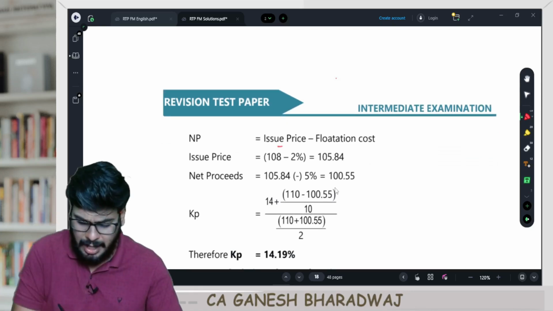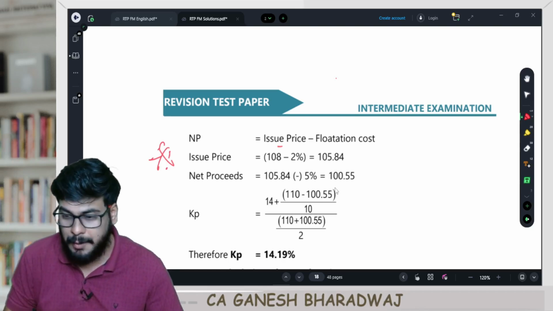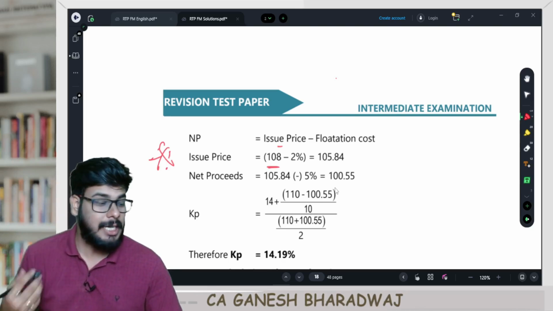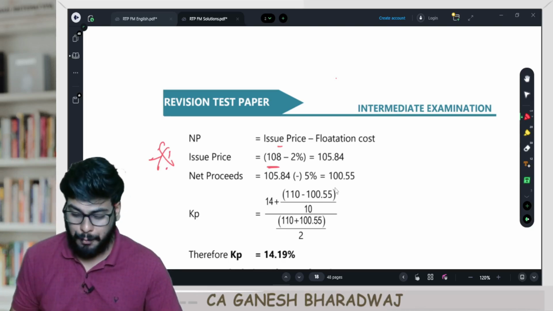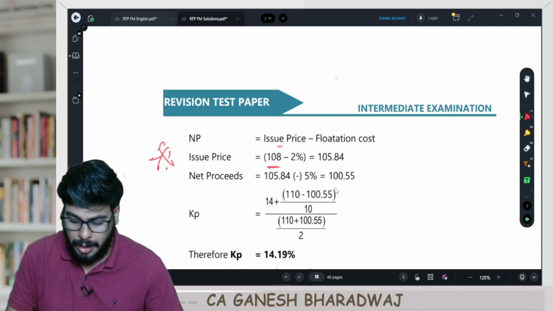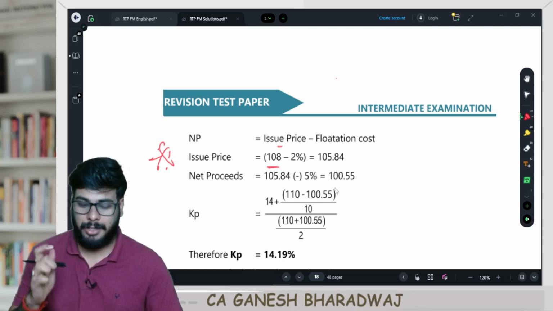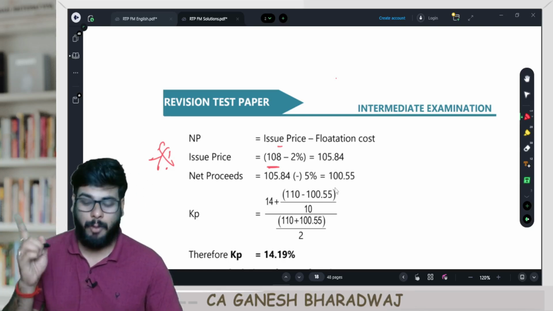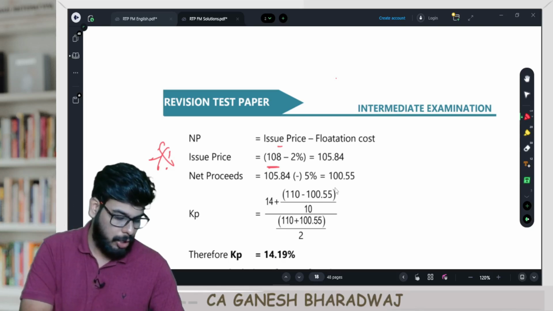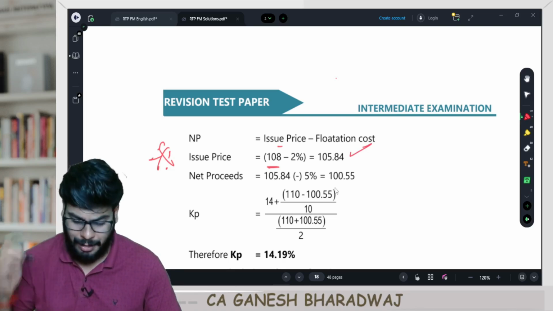This is where I said very, very important. What's your issue price? Currently, if you go to the market, it's being sold at 108 rupees. Now, the company plans to give it at a discount of 2% as compared to the market price. This is not given, but this is understandable, right? So, 2% on 108. So, technically speaking, the issue price is going to be 98% or 0.98 into 108. So, 108 into 0.98, you get how much? 105.84. Are you clear with this?